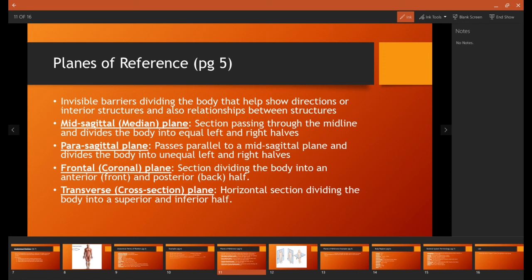Transverse, also called a cross section, is going to run horizontally, and it's going to divide the body into a superior and inferior half.